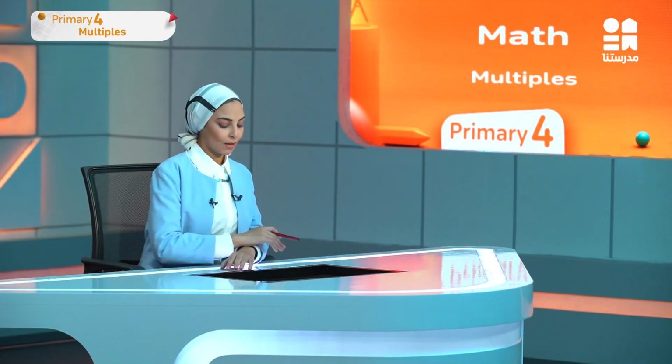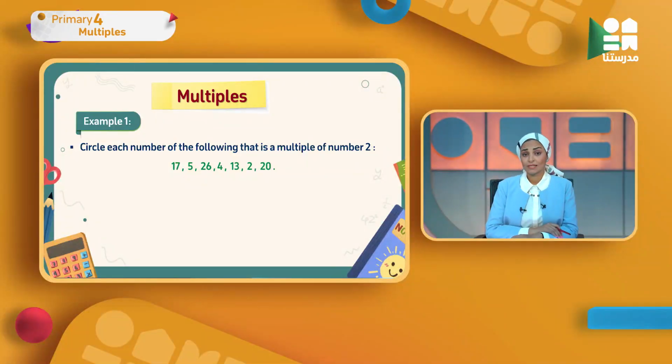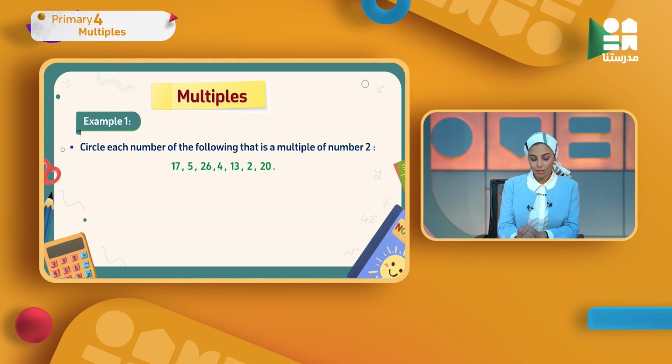Let's see. The first number is 17. Is 17 a multiple of 2? No, it is not a multiple of 2. Why? Because the unit digit, which is 7, is an odd number. It's not an even number. So it is not a multiple of 2, as it is not found in table 2.